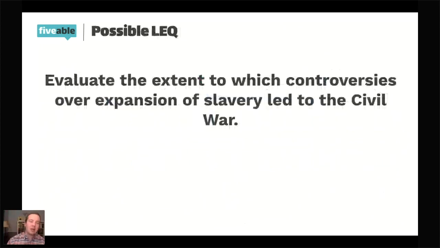So here's a possible LEQ for you. Evaluate the extent to which controversies over expansion of slavery led to the Civil War. You have a mountain of evidence that you could talk about when you talk about the expansion of slavery out west. You can start with the Louisiana Purchase and the Missouri Compromise. Heck, you could even start with the Northwest Ordinance.